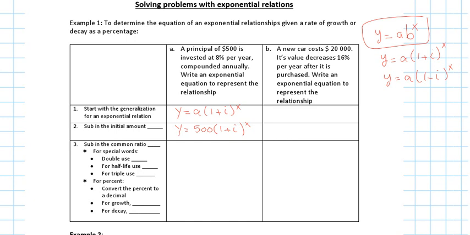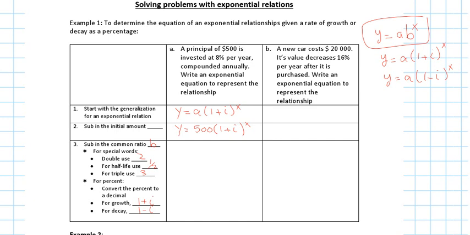Double uses what number for the base? 2. Half-life uses half. Triple, what do you think is going to be? 3. Right? And then to convert, if you have a percentage, you're going to convert the percent to a decimal. And for growth, you're going to use 1 plus i. And for the decay, it's going to be 1 minus i, which we've already discussed. So we're already starting with the actual formula.